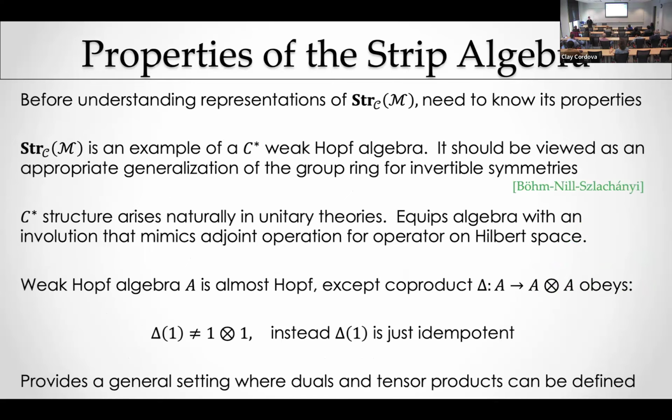I mean, we've exited the realm of group theory. So representation theory gets hard once you exit the realm of group theory. So this strip algebra is not too wild. It's an example in mathematics of what is called a C-star weak Hopf algebra. So it's an analog of what's called a group ring. You don't need to know too many details about this.